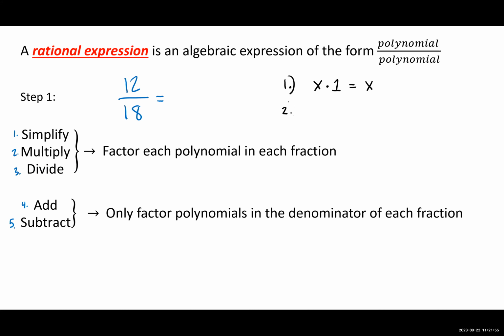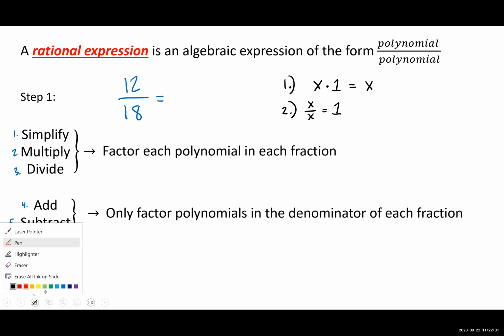And then the second property that we're also using every time we reduce or simplify a fraction is that any number divided by itself, so x divided by x, is equal to 1. 7 divided by 7 is 1. 12 divided by 12 is 1. 14.6 divided by 14.6 is 1. So these two properties are involved in the process every time we're reducing a fraction.